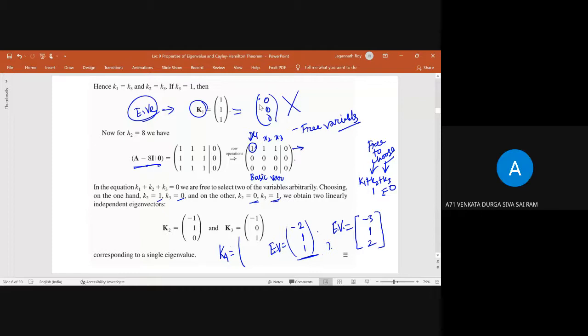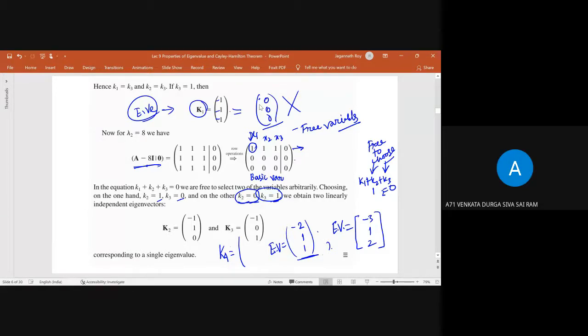Okay, sir. Or else we can take k3 equal to -1, sir. Yeah, -1 is also okay. Other than 0, 0, 0, we can take anything, sir. Yes, we have to take a non-zero vector. The choice of these components will be in such a way that the resultant vector should not be a zero vector. Otherwise, it will contradict the definition of eigenvector.